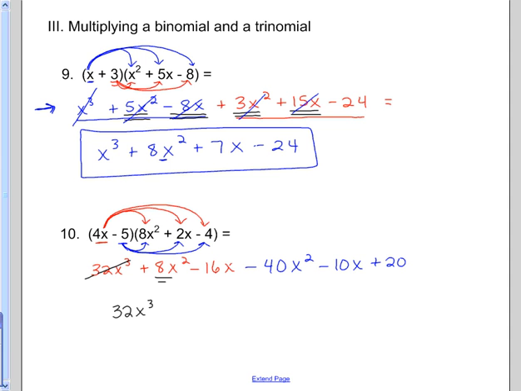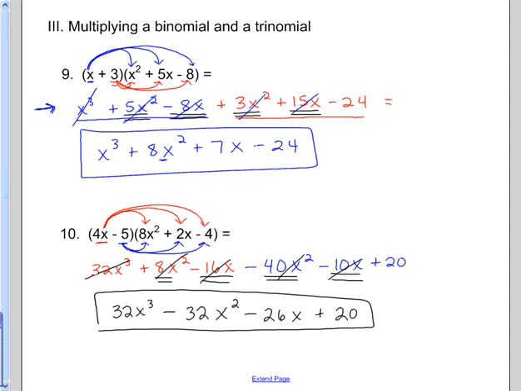We have an 8x squared and a negative 40x squared, which would be negative 32x squared. Don't change your exponent. Then we would have a negative 16x and a negative 10x, both negative, so we add, keep the variable, so that's negative 26x, and positive 20 is the only constant. So this would be your final answer. Okay, so this is the last part of section 3.5 on multiplying polynomials.